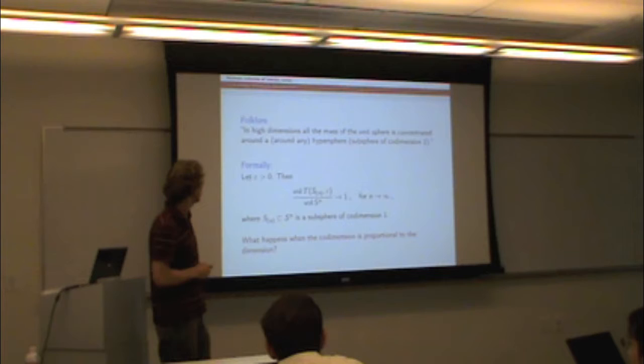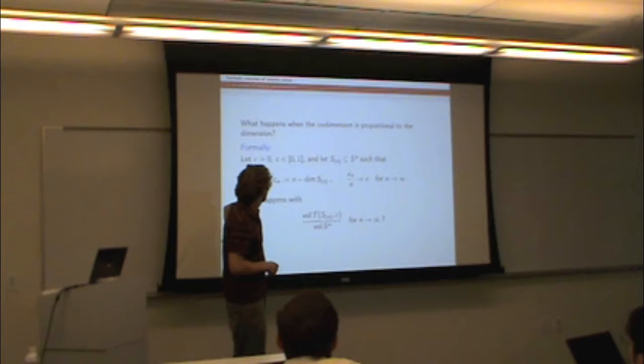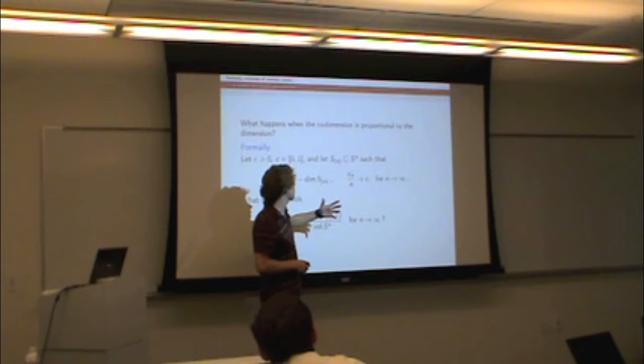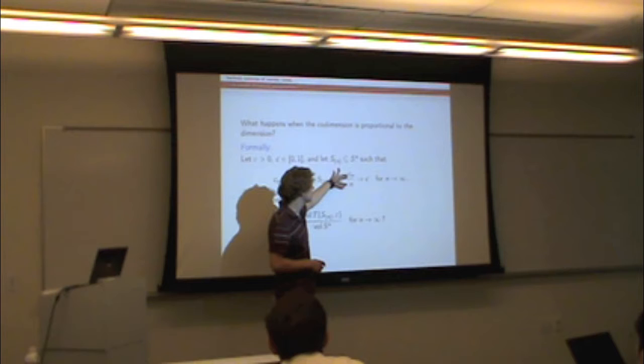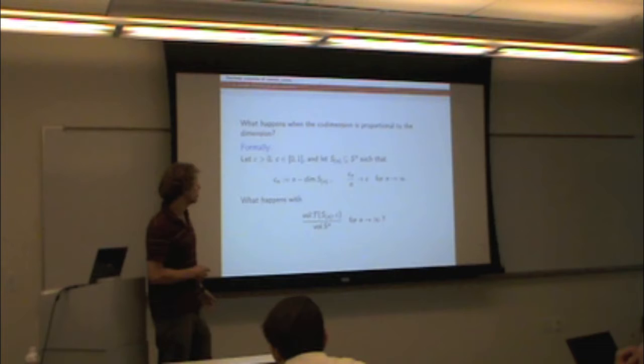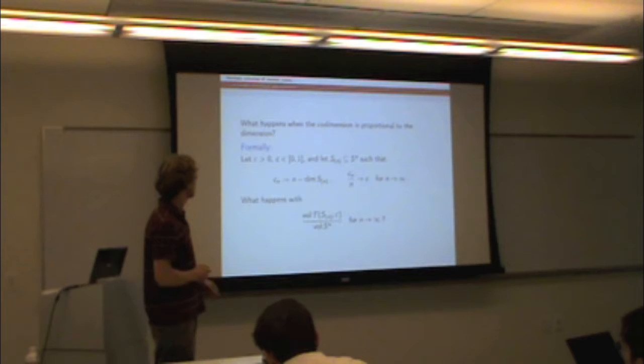And so first of all, what does it mean formally? So again, let's take an epsilon greater than 0. And now let's take a C in (0, 1). And now we take S index n to be a subsphere. But what's the dimension of the subsphere? Well, let's say that the codimension is Cn. And now we want the codimension to be proportional to n. This means that if we take the ratio Cn divided by n, then this should go to this ratio C that we've chosen before. Now the question is, what happens with the relative volume of the tube around this subsphere if we let n go to infinity?